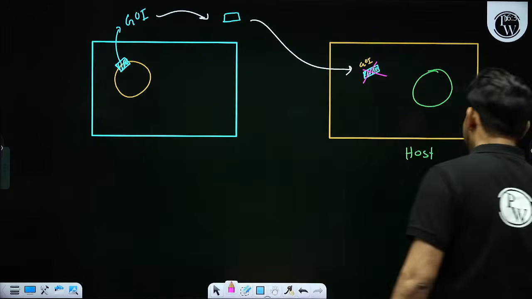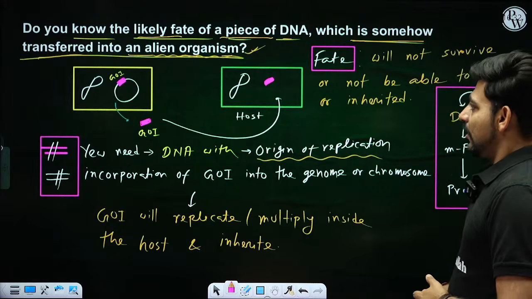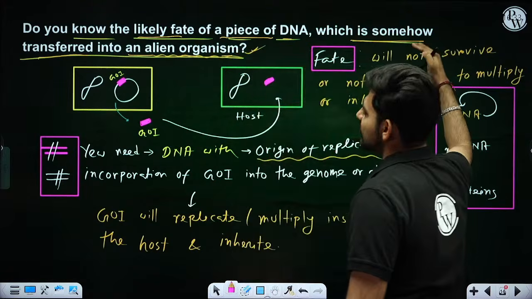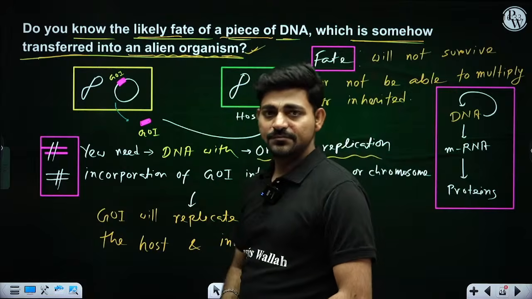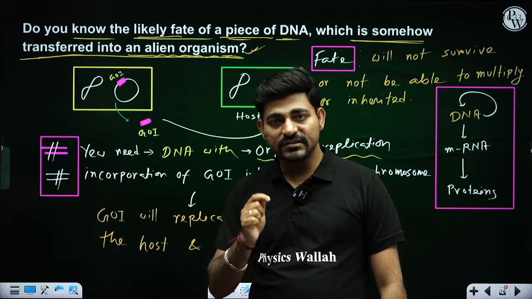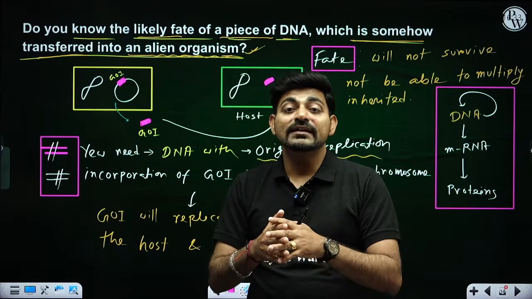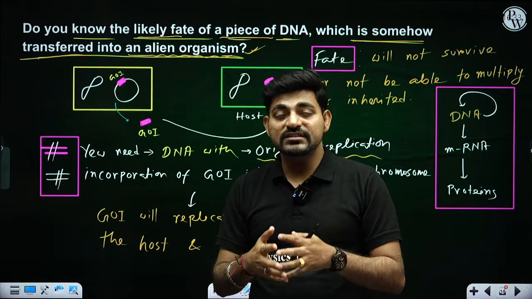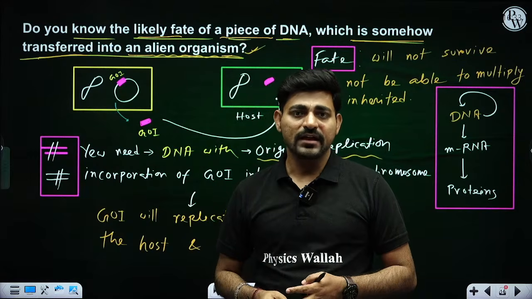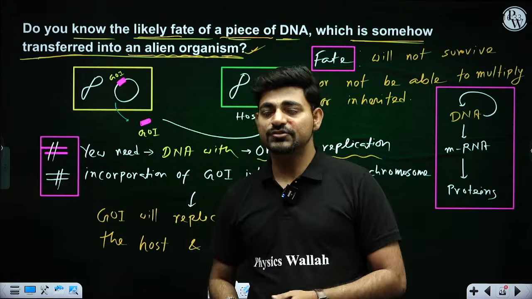So for that purpose you need to do something else. That is the answer to: do you know the likely fate of a piece of DNA which is somehow transferred into an alien organism? If you directly insert the gene of interest into the new organism, then the gene of interest will simply die. It will be destroyed by the alien or host organism, and there is no probability that the gene will be inherited to the next progeny.